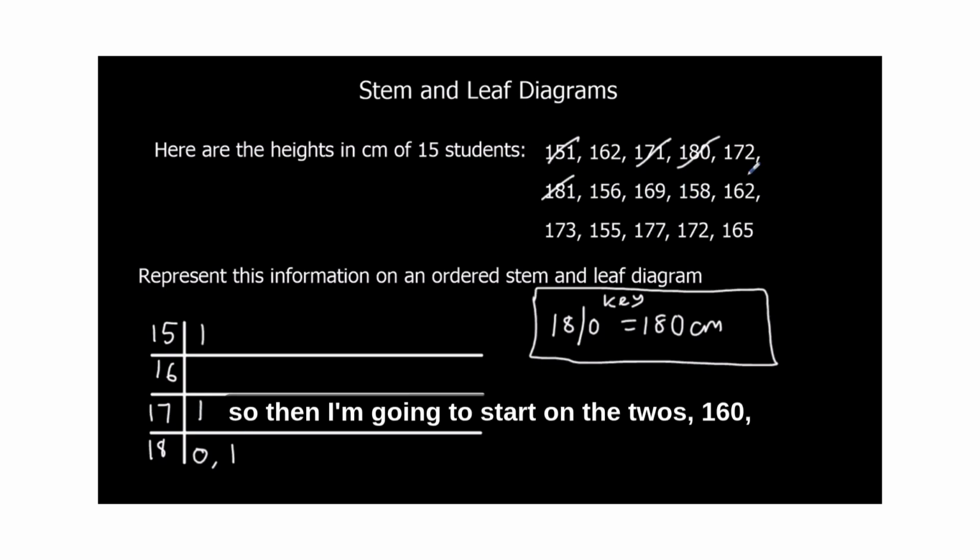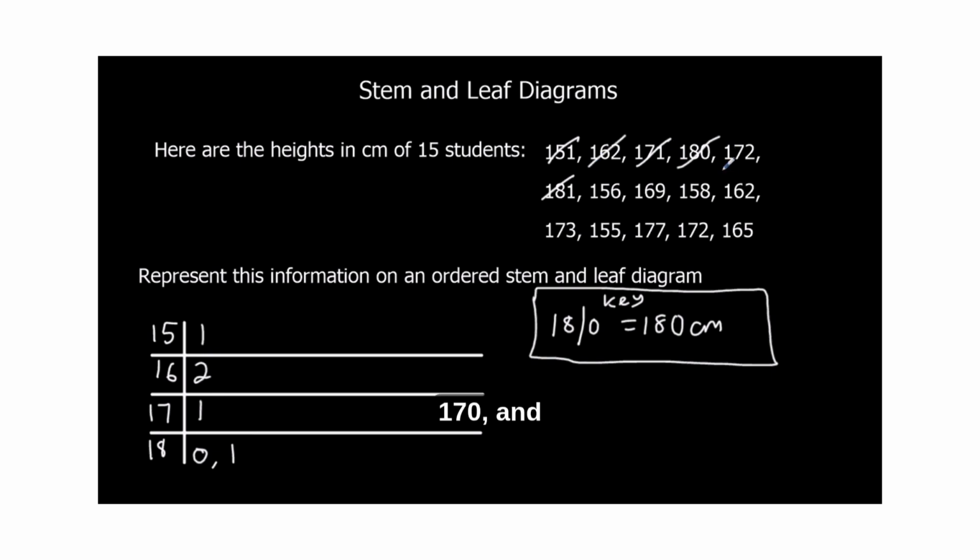No more ones, so then I'm going to start on the twos, 160, 170, 162 again, 170 again. No more twos, so threes, 173, and that's it for the threes. No fours, I've got 155, 165.